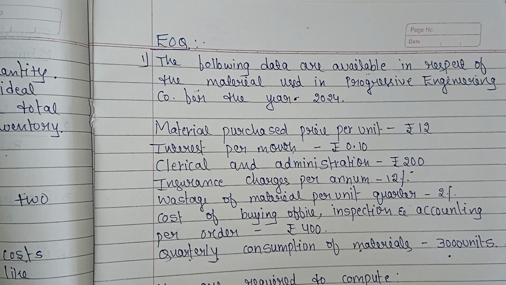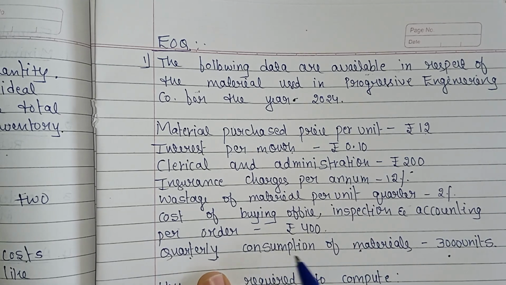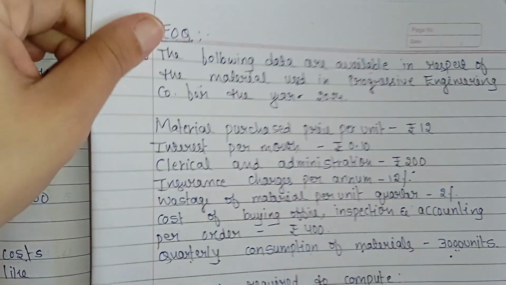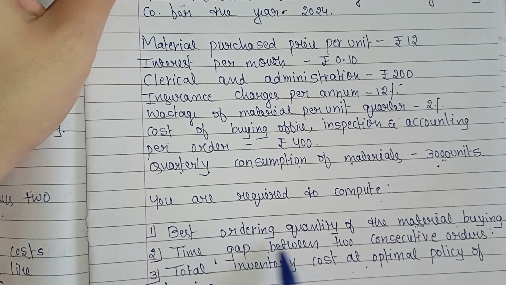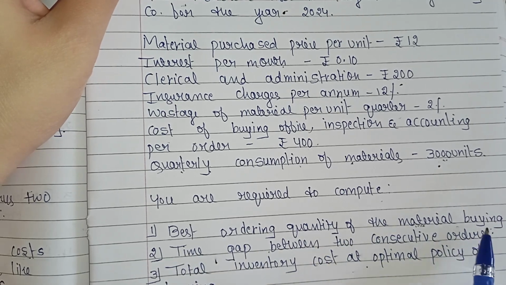Cost of buying office inspection and accounting per order rupees 400. Quarterly consumption of materials 3000 units. Here again they have given the consumption of materials in quarter. Means 3000 into 4. How many quarters in a year? 4, right? So 3000 into 4, then we will get material consumption for the year. Clear?